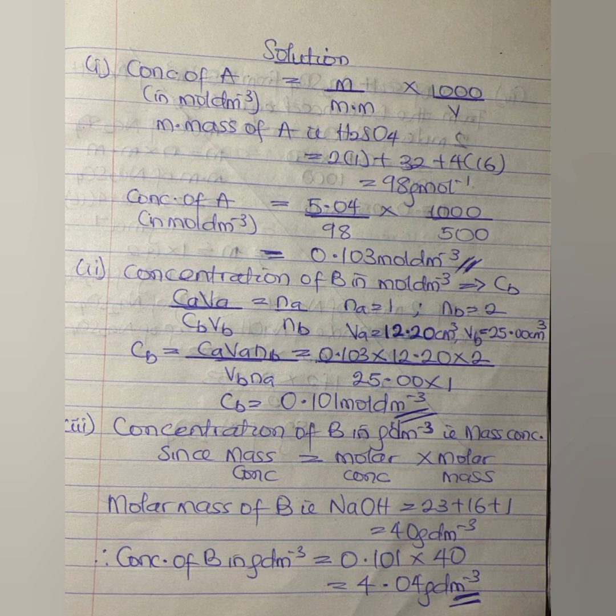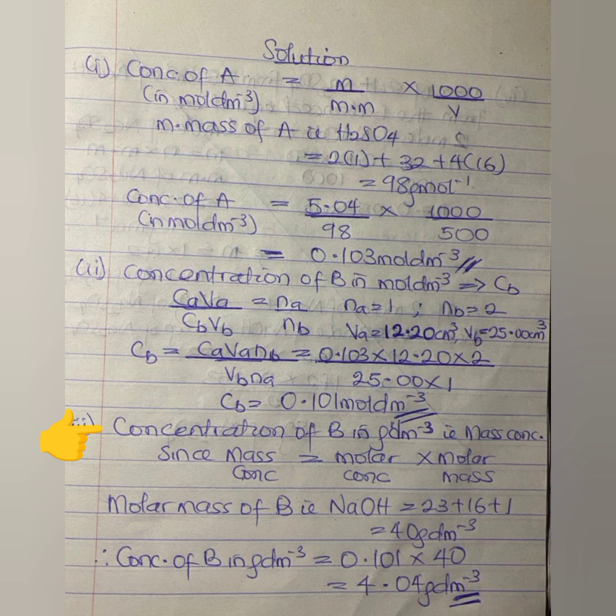So from there, my CB is equal to CAVANB over VBNA. So looking at all of this, I will have 0.103 multiplied by 12.20 multiplied by 2 divided by 25.00 times 1. So my CB will be equal to 0.101 mole per dm cube. So that's the conc of B in mole per dm cube.